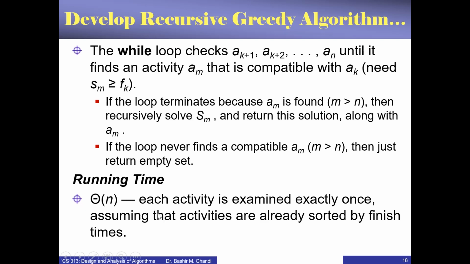But before then, let's talk about the running time. The running time is going to be theta of n, simply because each activity is examined only once, assuming that activities are already sorted by finishing time.